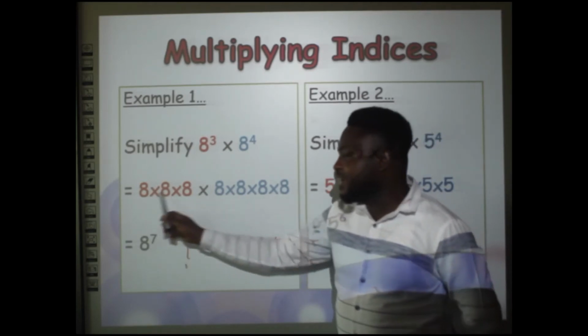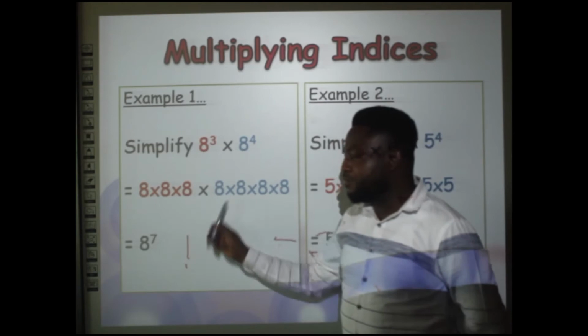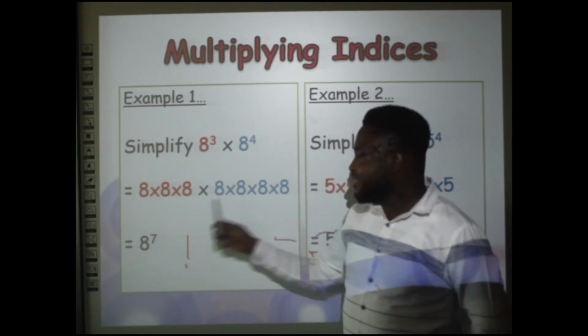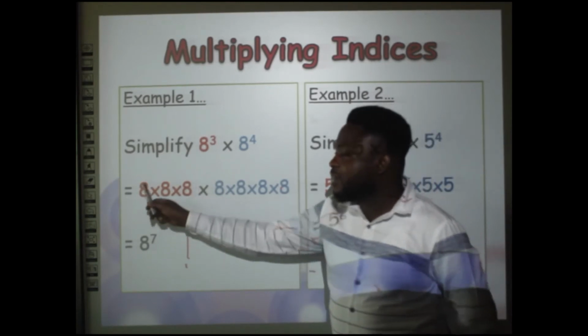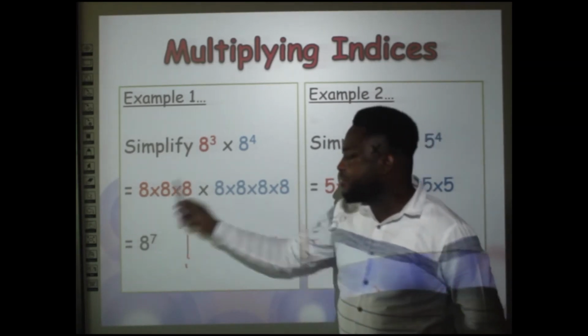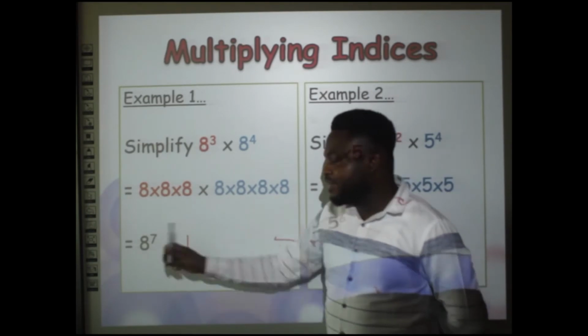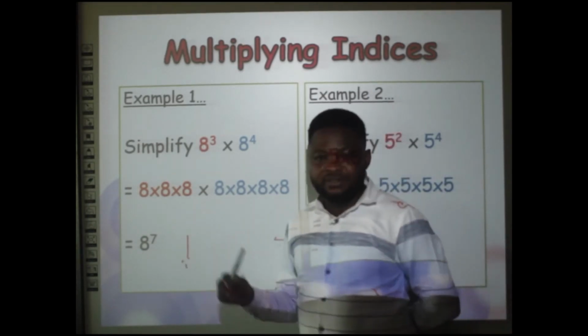So this 8 is like common to all the numbers, okay? That's the 8 there. Then the 7, 1, 2, 3, 4, 5, 6, 7. That means you have 7 8s here. So the 7 will now be our exponent. So the final answer is 8 raised to the power of what? 7.